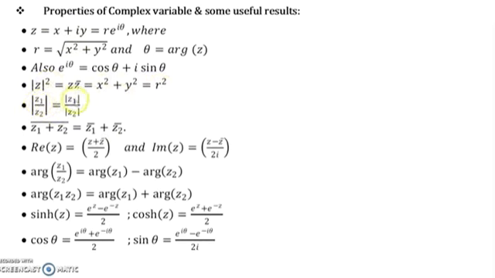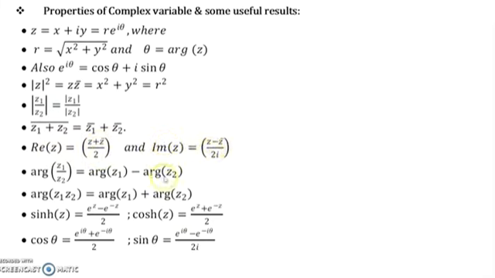Next result is modulus of z1 by z2 is equal to mod z1 by mod z2. Next, z1 plus z2 the whole bar we can split by using the linearity property, like z1 bar plus z2 bar. Let us move on to the next category. Real part of z is equal to z plus z bar by 2. While we are solving z plus z bar by 2, we will get real part of z. Imaginary part of z is equal to z minus z bar by 2i.